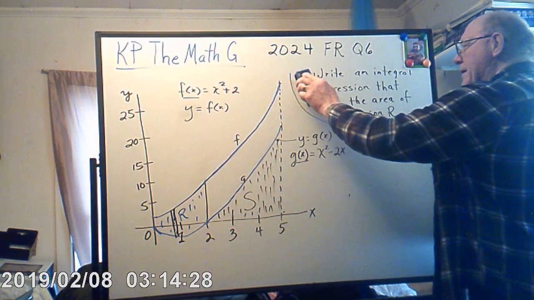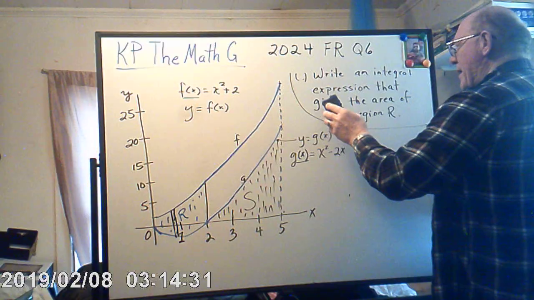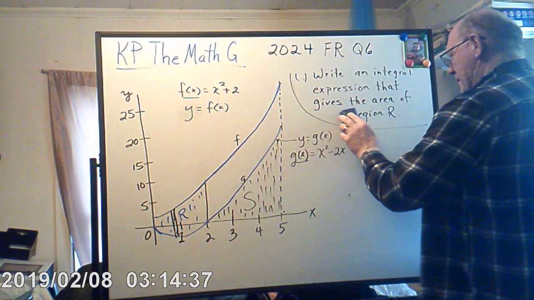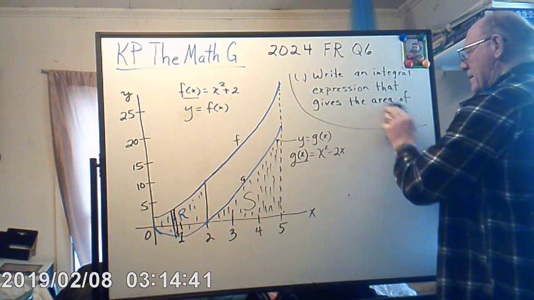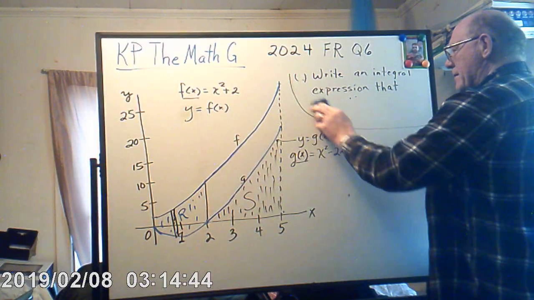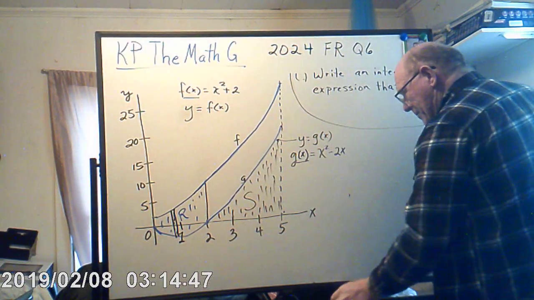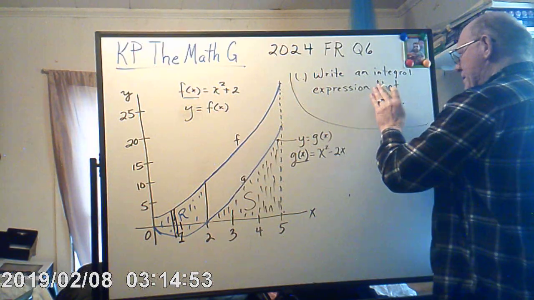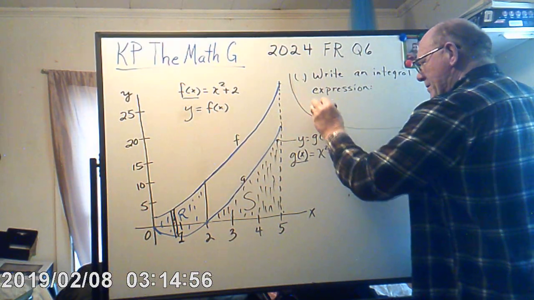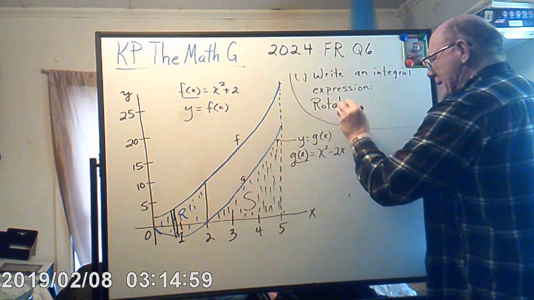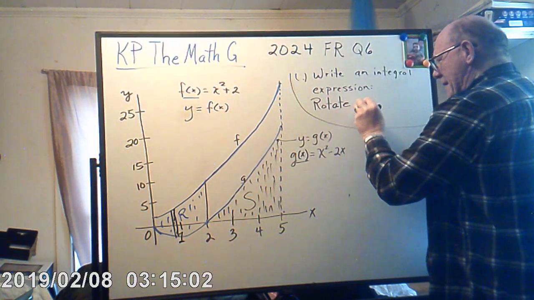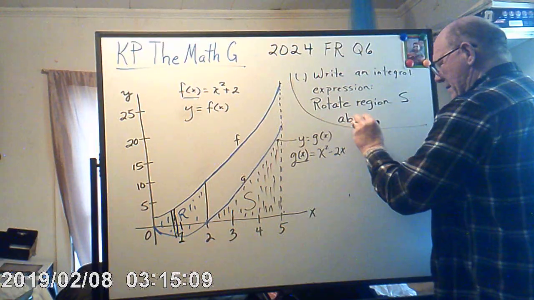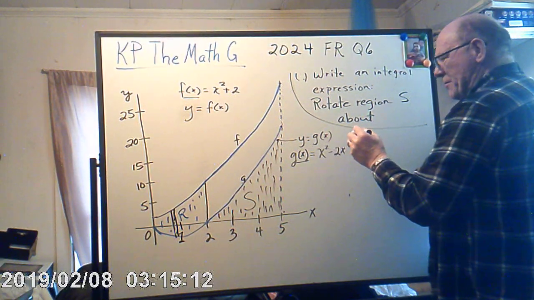Okay, now, part C. We are still writing an integral expression. We are just wanting to rotate. Now, let's see what it says. What we want to do is rotate this. We're just going to write an integral expression. We're going to rotate region S about y equals 20.